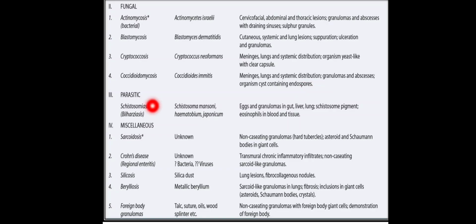Then coming to the parasite, which is schistosomiasis. Eggs and granulomas will be present in the gut, liver and lungs. Schistosome pigment will be present. Eosinophils will be present in the blood and the tissue.